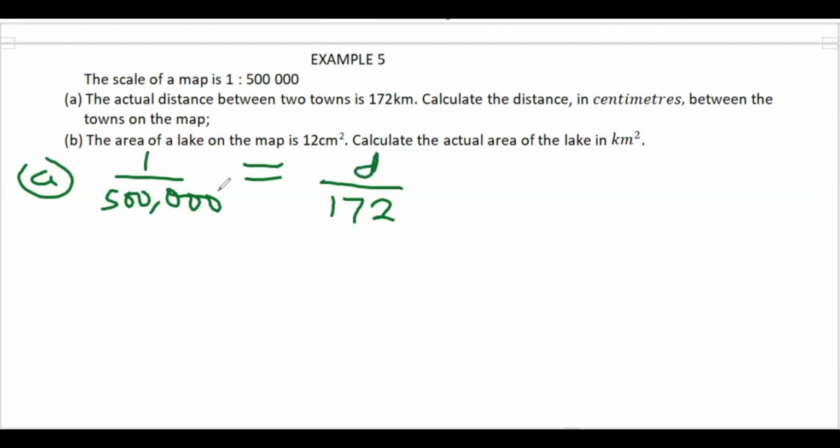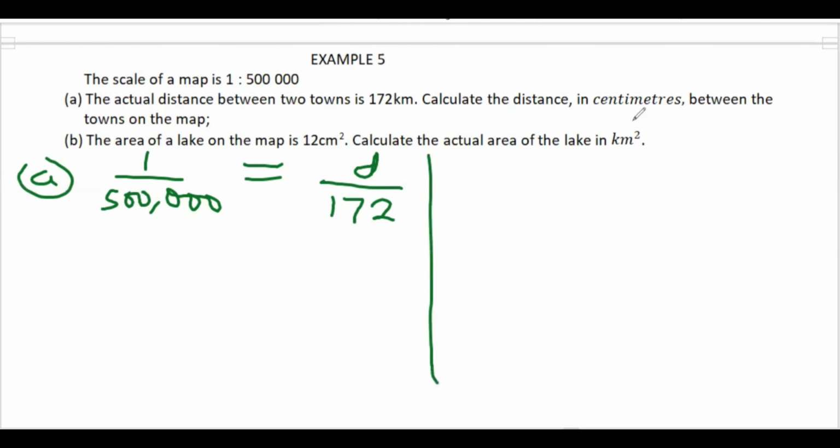Since this is a ratio, the unit is already removed, so you can use it for anything. But the unit of this D is determined by this 172. Since 172 is in kilometers, the answer you get for D when you solve will be in kilometers. If they ask you to leave it in centimeters, you then convert that answer to centimeters. So let's see how it goes.